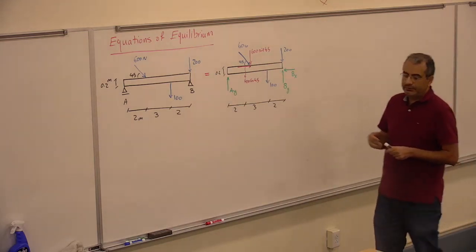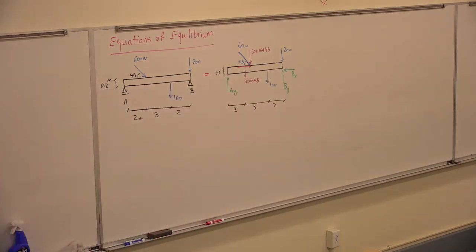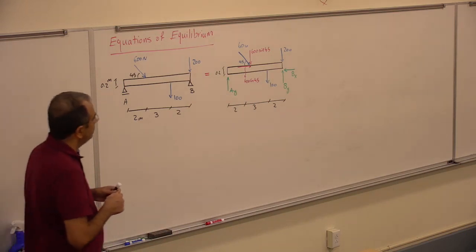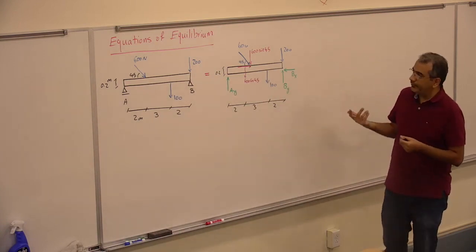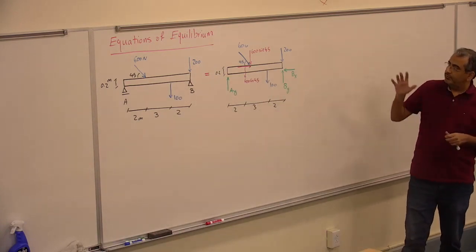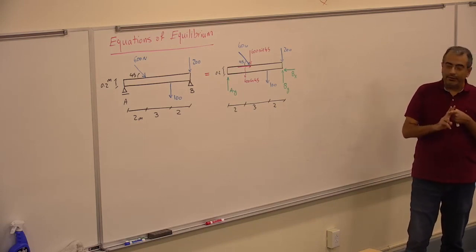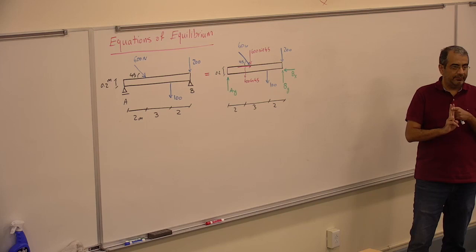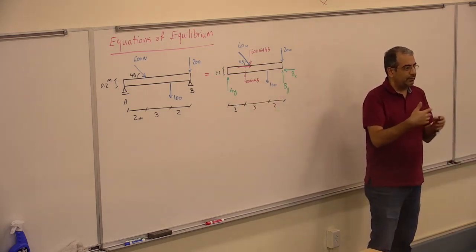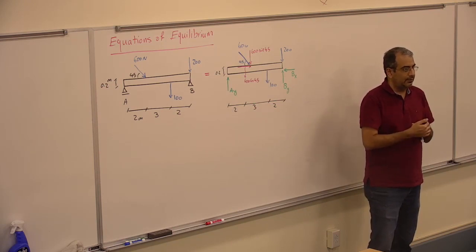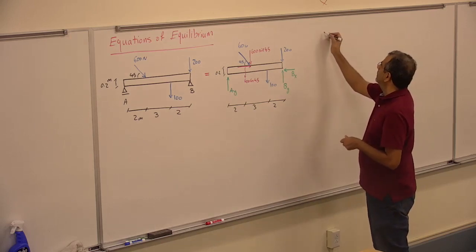So, if I start with sigma fx is 0, how many unknowns am I gonna get? I'm gonna get only one unknown. What about sigma fy if I start with sigma fy? I'm gonna get 2. So sigma fy I don't want to use as early; I want to push it back as much as possible. So I will start with sigma fx.